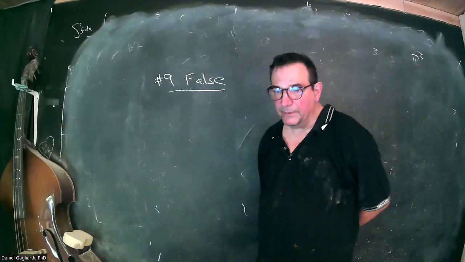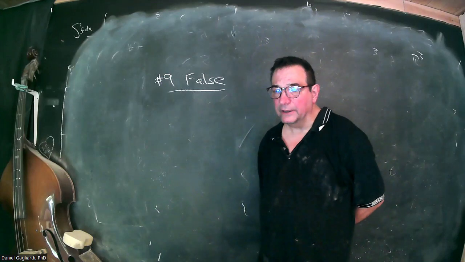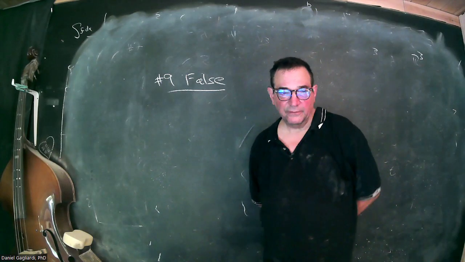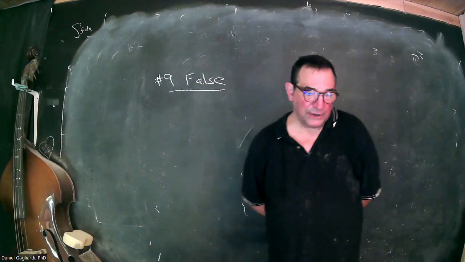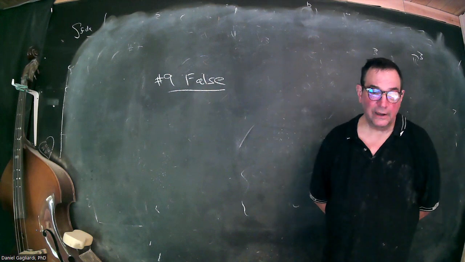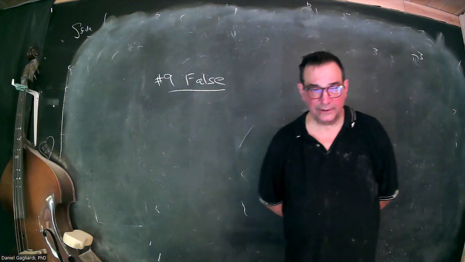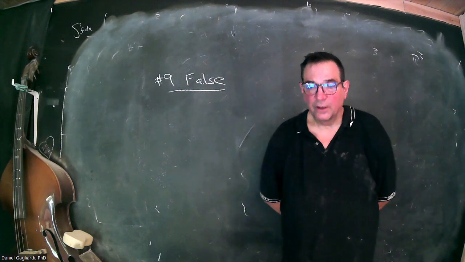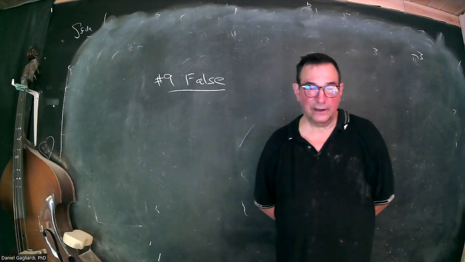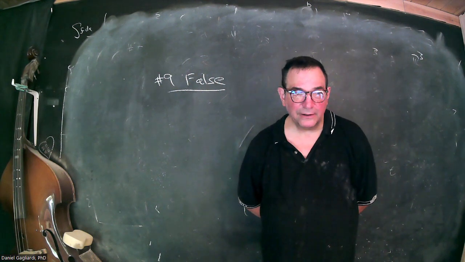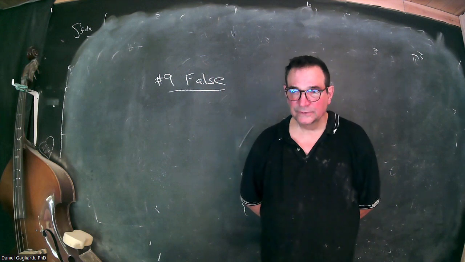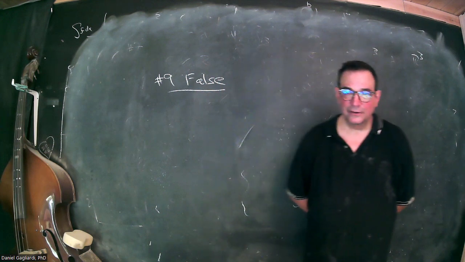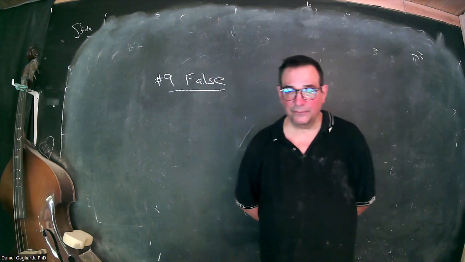True or false, let V be a vector space, then any 3 linearly independent vectors is a basis of V. Well, it's a little bit of a trick question, because you see the dimension of the space could be 10, right? And certainly 3 linearly independent vectors are not going to span R10, right? So 3 linearly independent vectors will span R3, but they won't span R10. Okay, so the answer to number 9 is false.